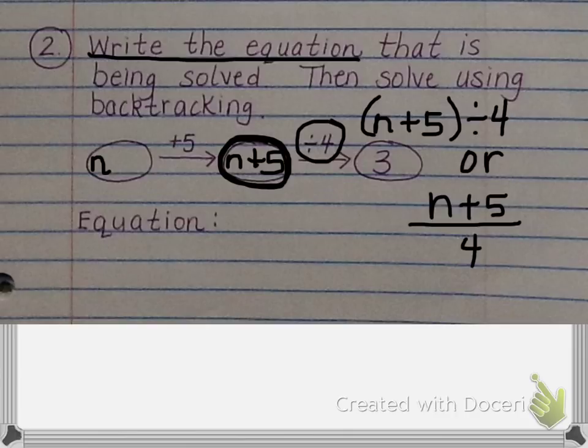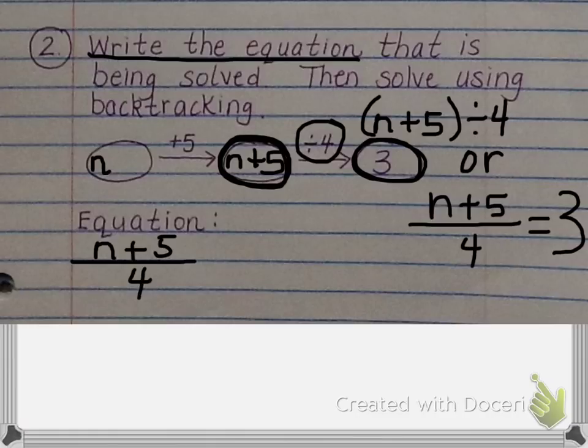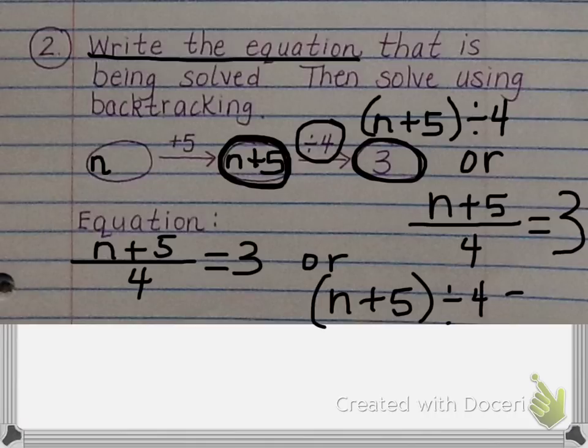Now I need an equation. I know that n plus 5 over 4 is going to equal this output 3. So I'm going to set my equation equal to 3. Again, my equation is n plus 5 over 4 equals 3. Or, if you use parentheses and one equation straight across, you might have n plus 5 in parentheses divided by 4 equals 3. If that's the equation you had, you should have solved it by using backtracking. Let's try that now.